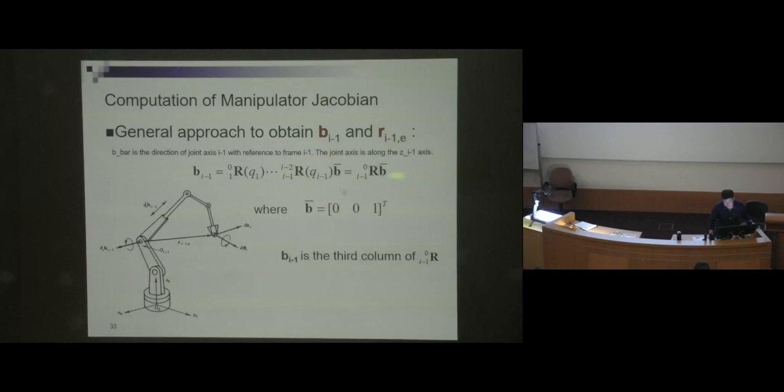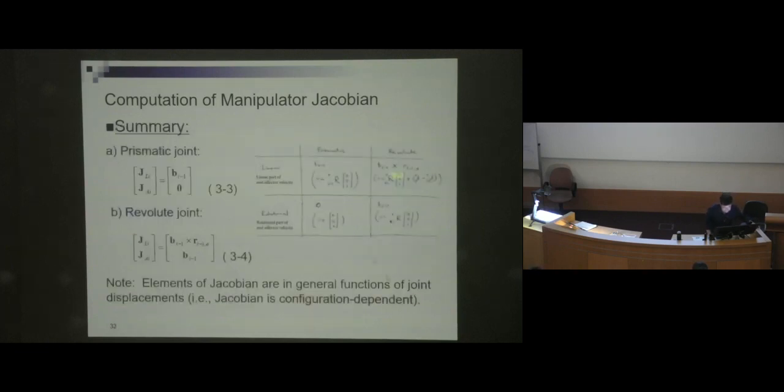So if you do this multiplication itself, meaning that the b_{i-1} is essentially the third column of 0_{i-1}R. Okay? So this is why you have your b_{i-1} equal to 0_{i-1}R times [0, 0, 1]. So you don't actually need to do the multiplication at all. If you look at the matrix itself, the [0, 0, 1] will give you the third column. Okay?